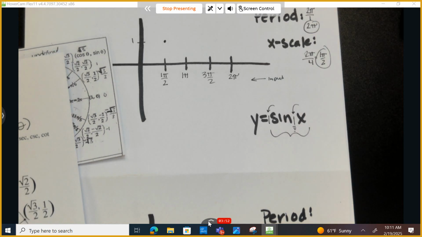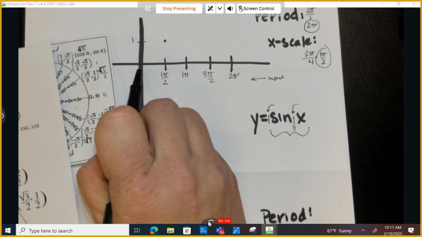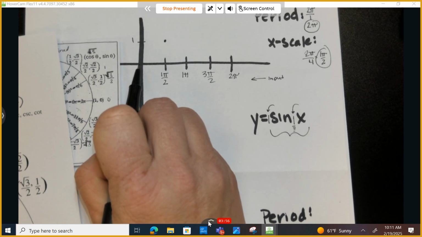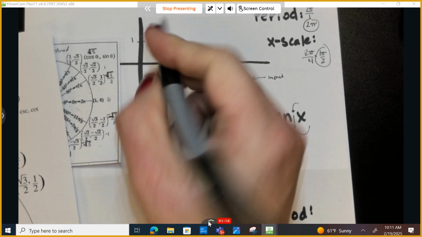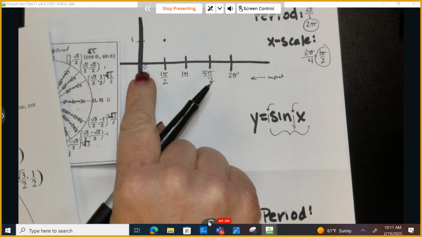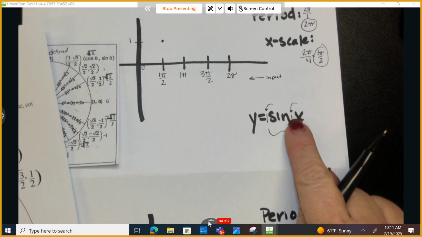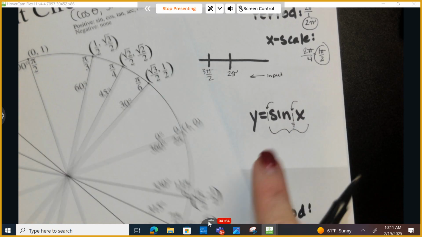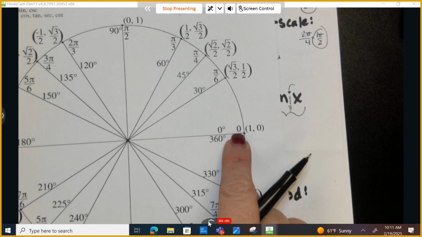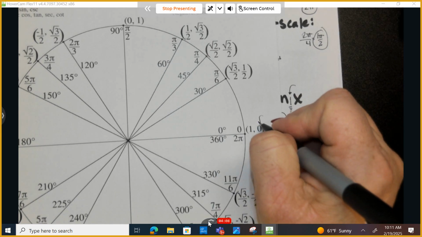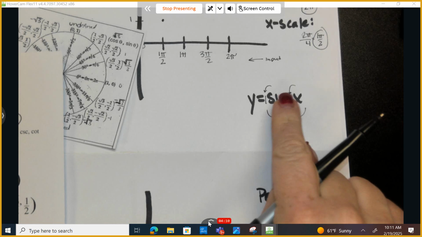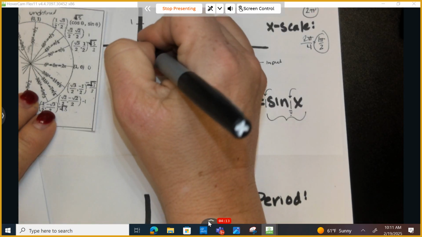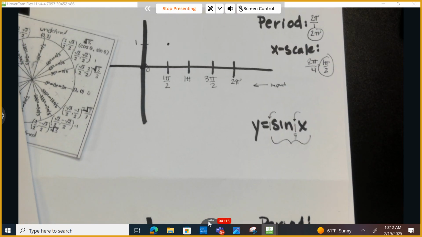You're just watching. What I should have started with was 0. Let's go back and do 0. So this is 0. You ready? So 0 times 1 is 0. Then I find 0. The output for 0 is 0. 0 times 1 is 0. It's a lot of steps.